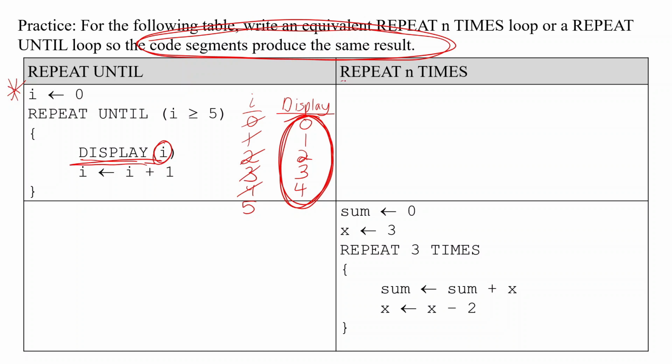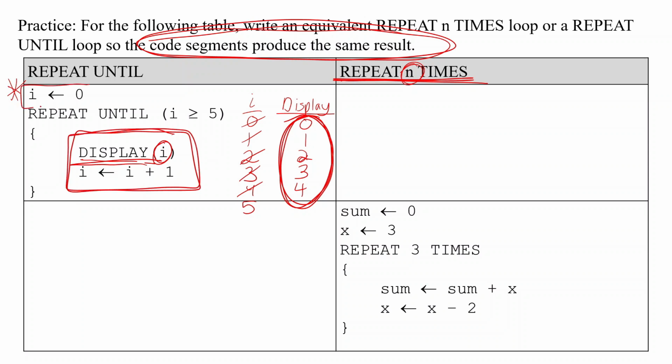Now I want to write it as a repeat n times. Okay? So repeat n times, I need a set number of times. So how many times am I going to repeat? Well, and what am I going to repeat? Well, first, what am I going to repeat? I just want to repeat this. This is all I need to repeat.